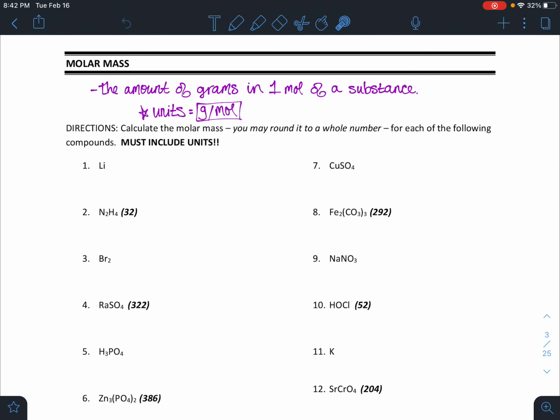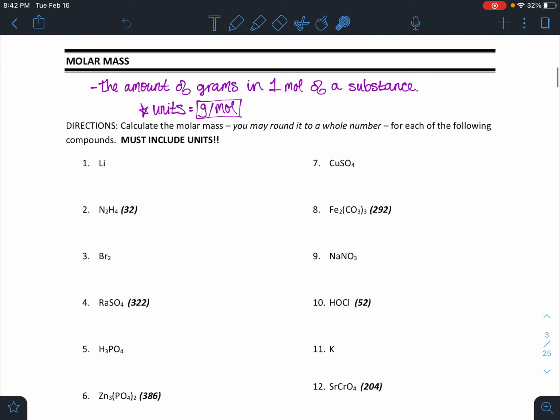So hopefully you are on page 3 of your packet of fun. If not, please get to page 3 now. And I'm going to work through a couple of these with you. So again, molar mass is the amount of grams or the mass of 1 mole of a substance. And the units are grams per mole.